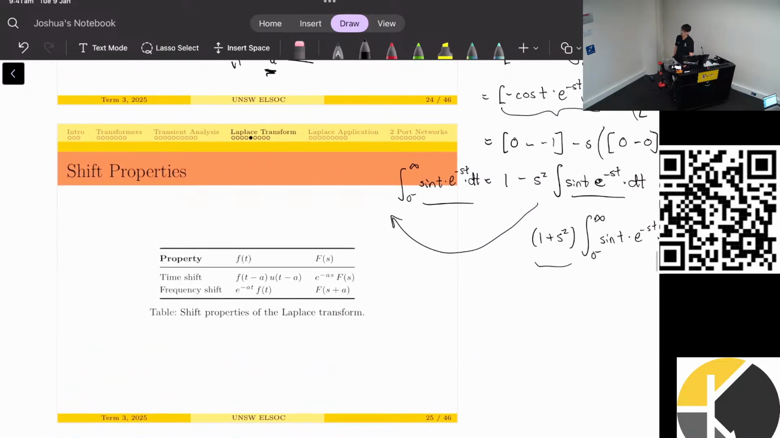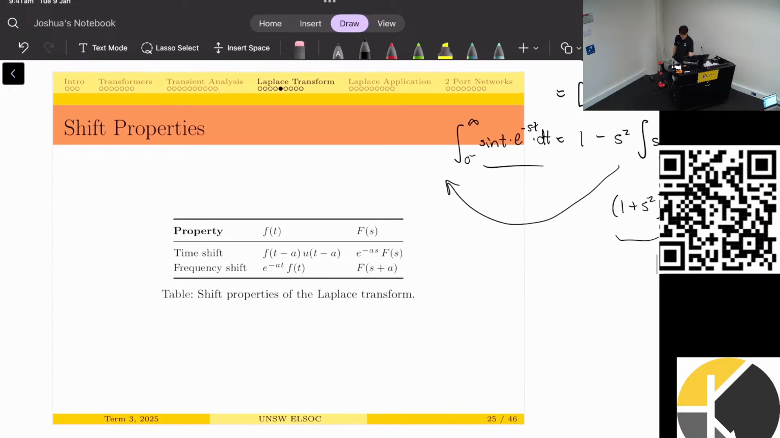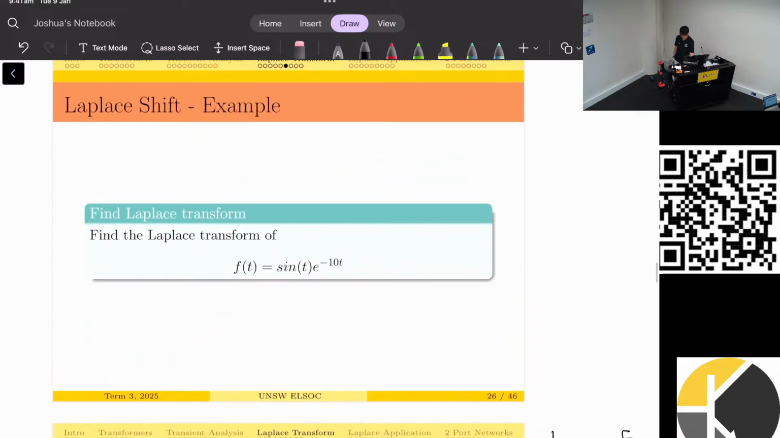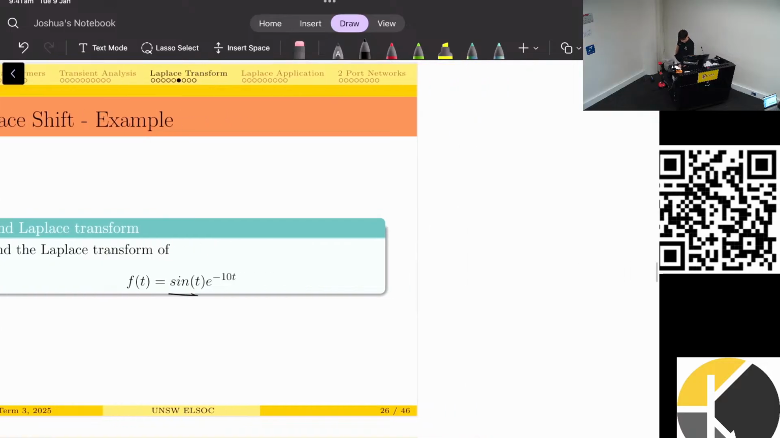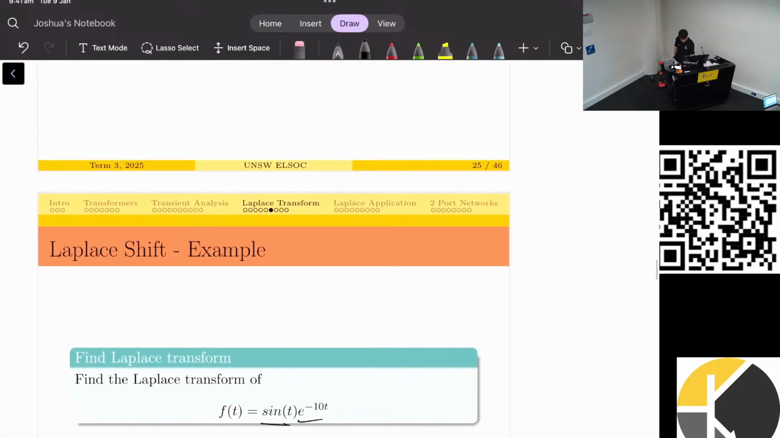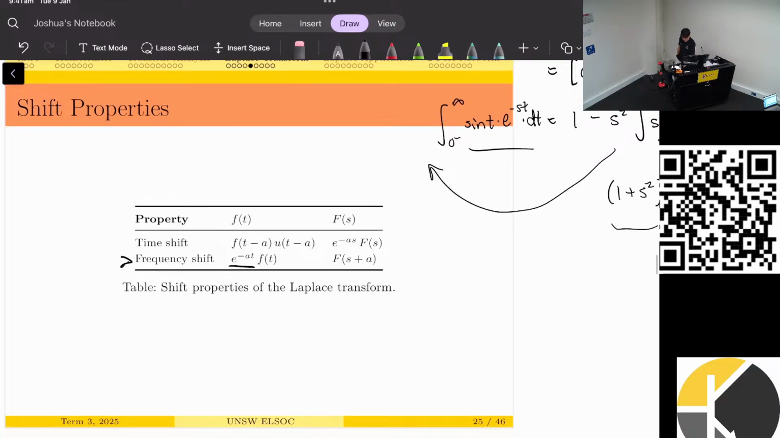Moving into properties. These are probably the most common properties you'll be using, time shift and frequency shift. Nothing different from Fourier transform, these properties are the same. So if we apply it to a question like this, we have the exact same function, but now we're just multiplying it by an exponential in the time domain. So if I look at which property I might use, I have an exponential in the time domain in this property, so I'm going to use frequency shift.